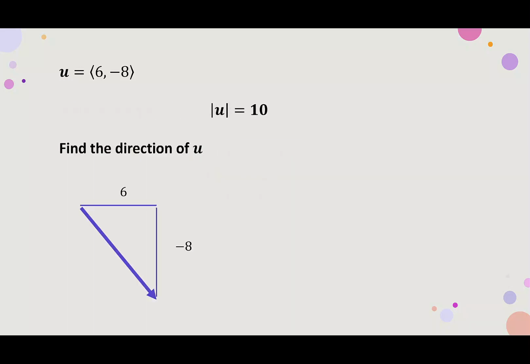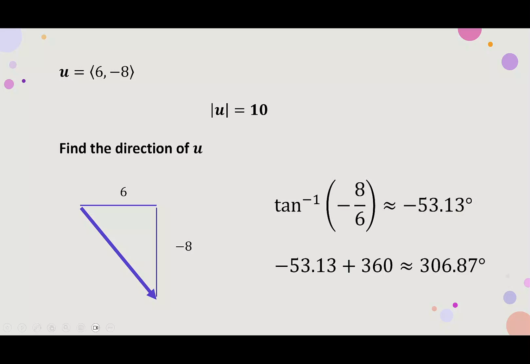To find the direction, I'll draw a quick triangle. We'll draw the horizontal length of 6 and the vertical length of -8. Then to find our angle theta, we do the tan inverse of opposite over adjacent. So we have the opposite -8 over the adjacent of 6. When we put that in the calculator, it gives us -53.13. To switch the negative to a positive, I add 360, and it says my direction is 306.87 degrees.